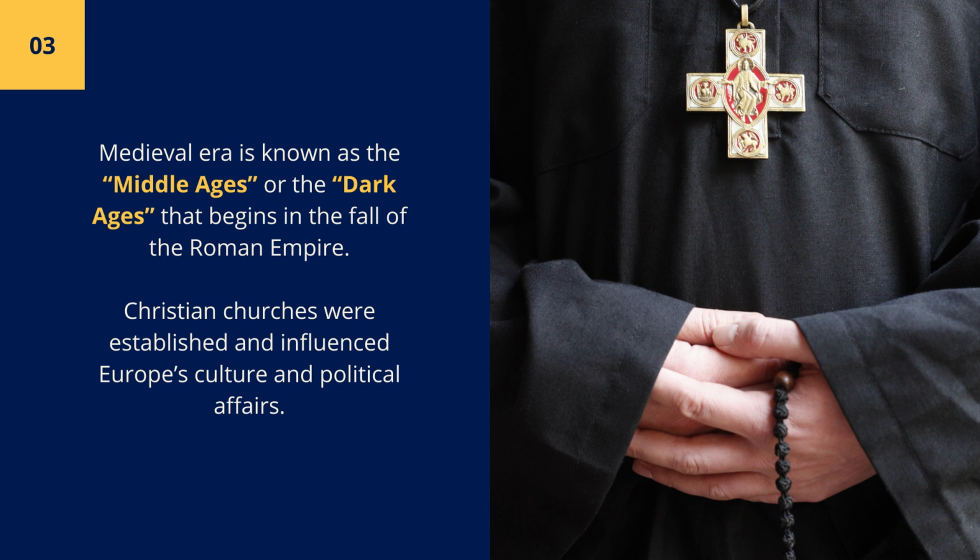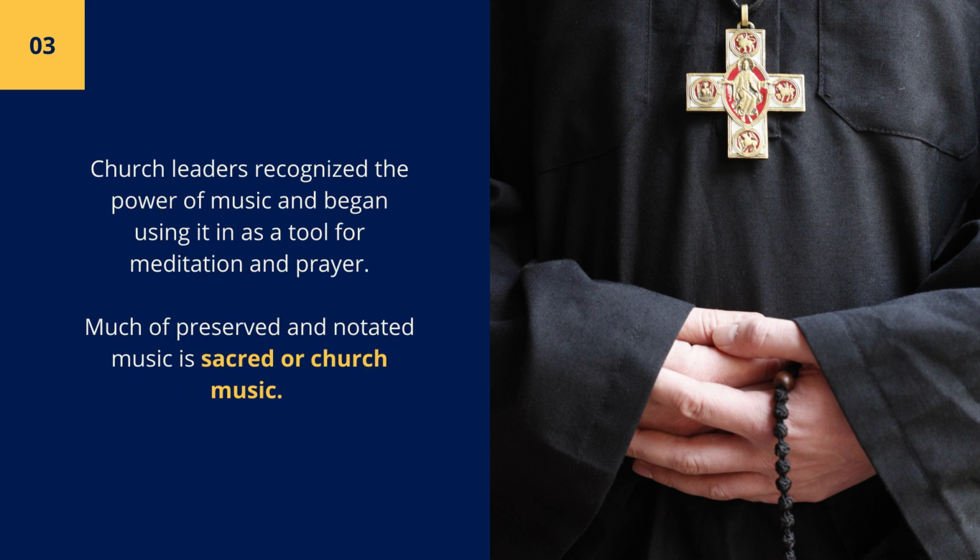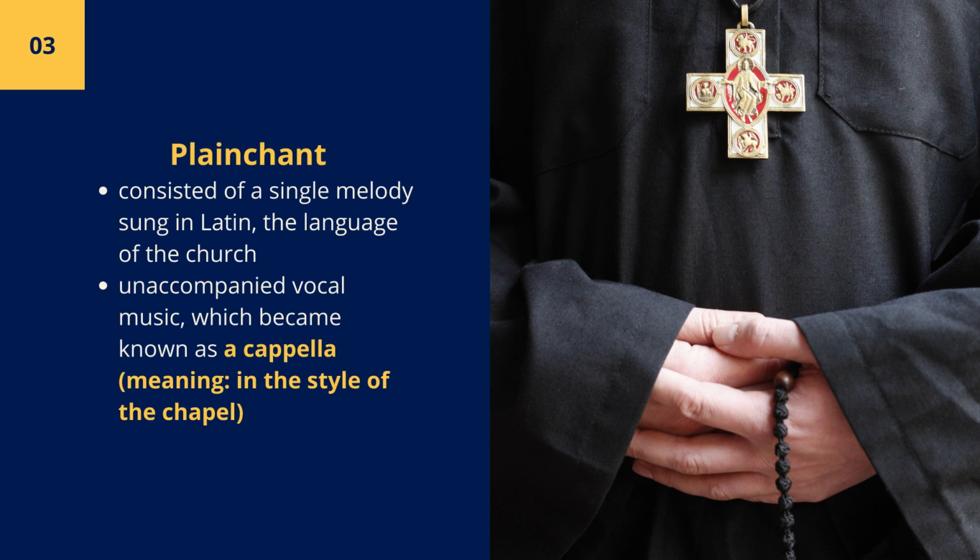However, one bright spot in the dark world of the medieval era was the stability provided by the early church. Church leaders recognized the power of music and began using it as a tool for meditation and prayer. Thus, religious music was invented. And this religious music that the church introduced during the time is what we call plain chant. So what is plain chant? It is music that consisted of a single melody sung in Latin, which is the language of the church.